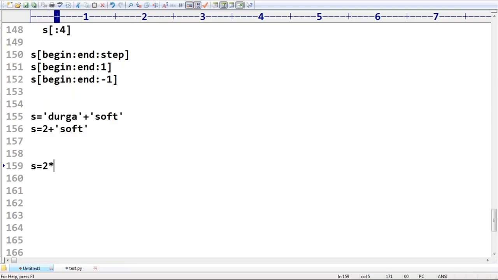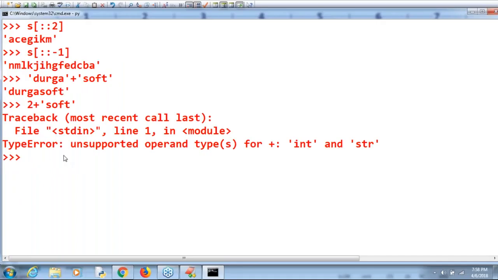But next one, take a very special case. S is equal to 2 into "Durga", I'm taking. Observe that. Can you please tell whether it is valid or not? Remember, this type of facility is not available in other languages, but 100% it is valid. This is called the multiplication operator. Please consider Durga 2 times. It's going to work. Perfectly it is valid.